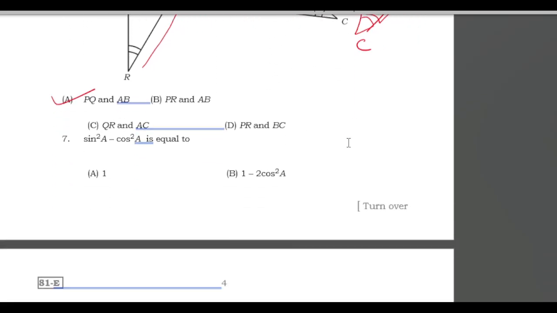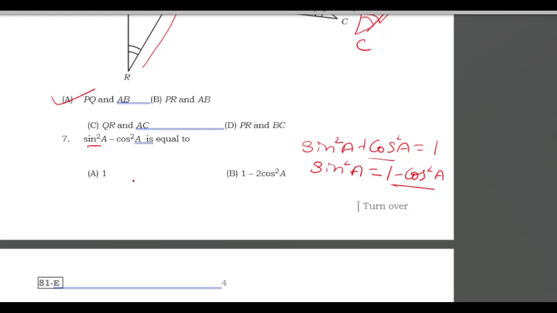Next, seventh one is sin square A minus cos square A is equal to. See, we know the identity: sin square a plus cos square a equals to 1. So you keep the sin square here only, and we send the cos square to the right side. So it becomes sin square a is equal to 1 minus cos square a. So in the place of sin square, you write this one.